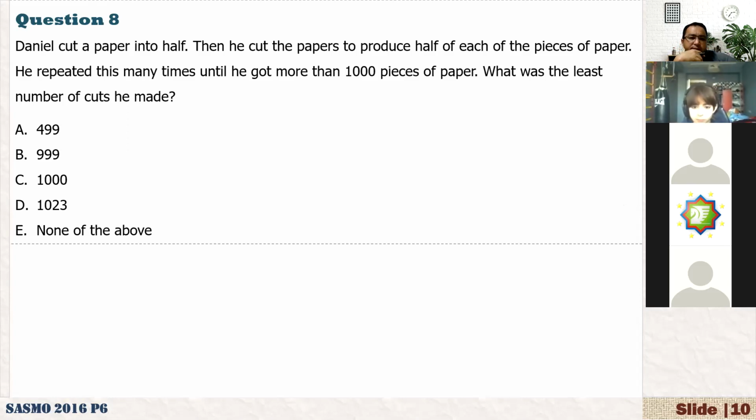Daniel cut the paper into half. Then he cut the pieces of paper to produce half of each piece of paper. He repeated this many times until he got more than 1,000 pieces of paper. What was the least number of cuts he made?